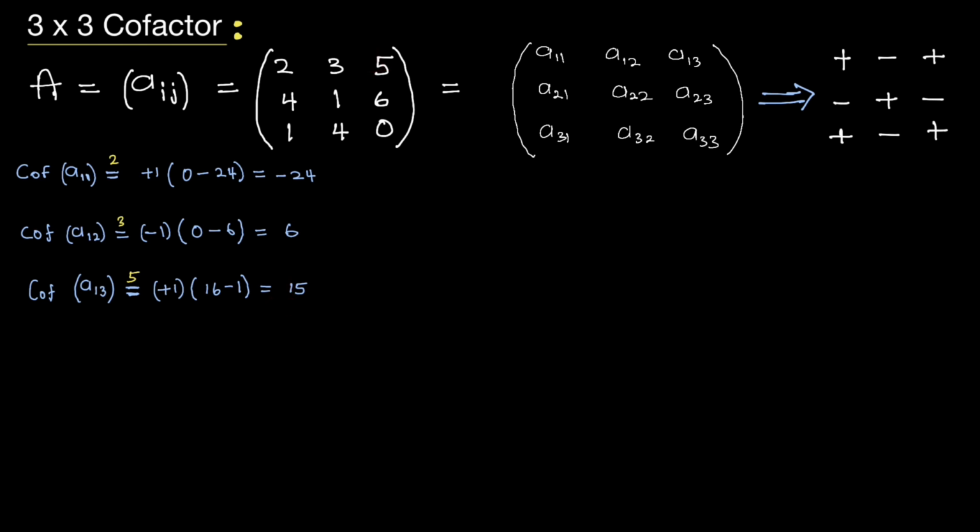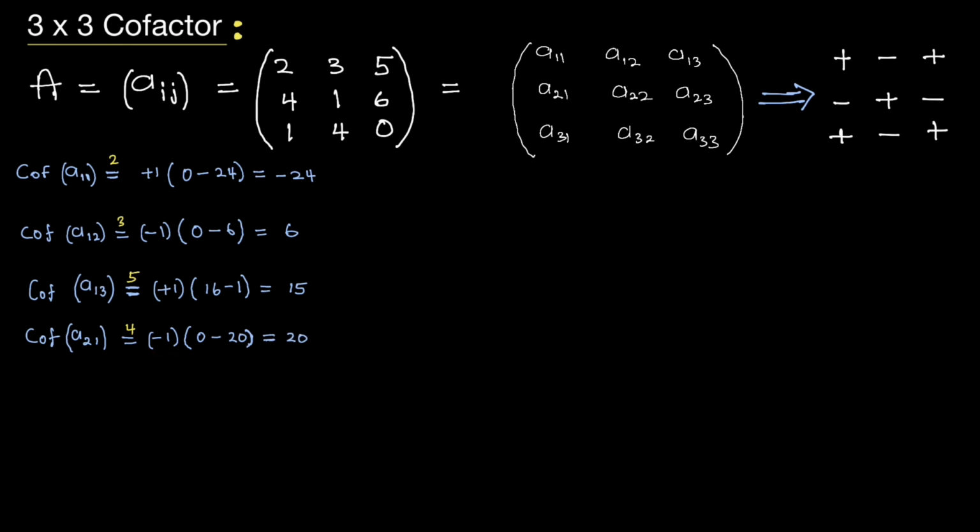Let's find the cofactor of 4, which is A21. Inside that A21, that element is 4, and this is minus 1, so we do minus 1 times, in this case, we draw a vertical line and a horizontal line. So that would be 0 times 3 minus 4 times 5. That's 0 minus 20, which is minus 20 times minus 1. That would be plus 20.